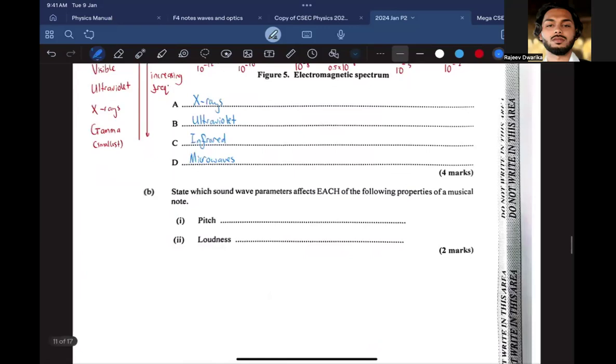Help me with this question. We want to state which sound wave parameters affect each of the following properties of a musical note. When we are talking about pitch, we're dealing with what? The frequency. Right. And frequency is measured in? Hertz. Right. And loudness is? Amplitude. And amplitude is typically measured in? I don't know. Okay, so amplitude is like how high or low it goes. Anytime we're talking about length or distance, what's the SI unit? Meters.